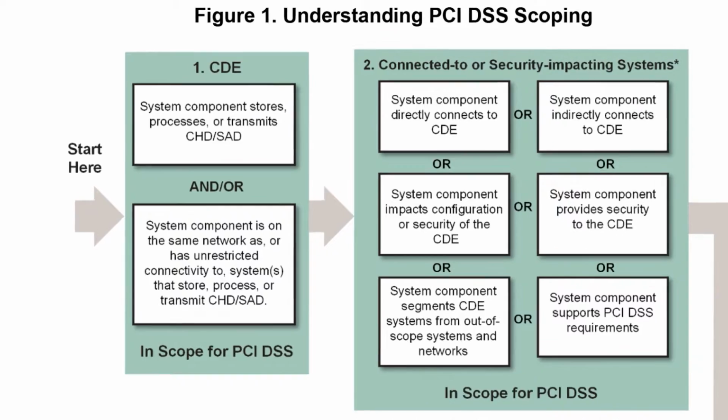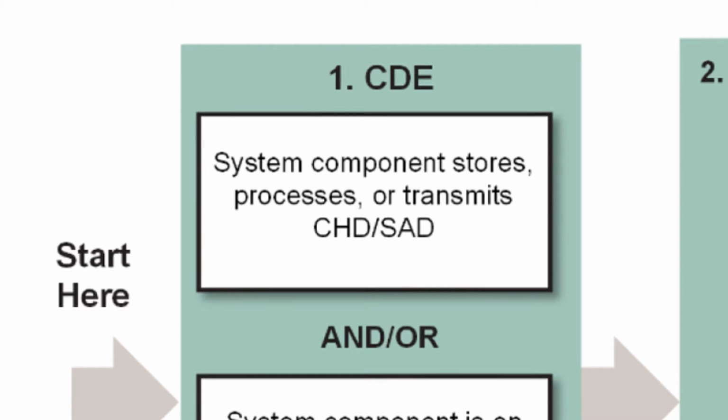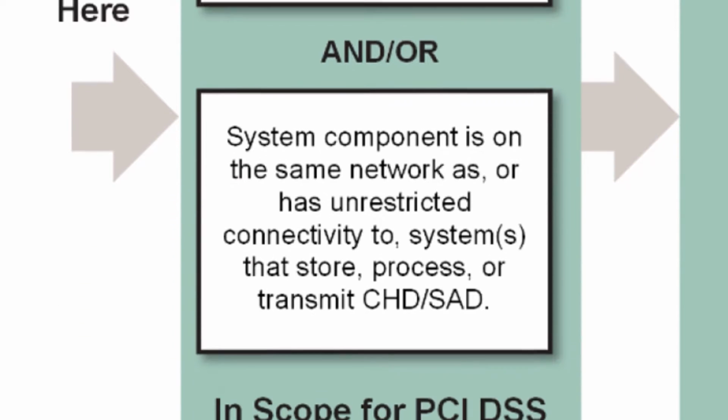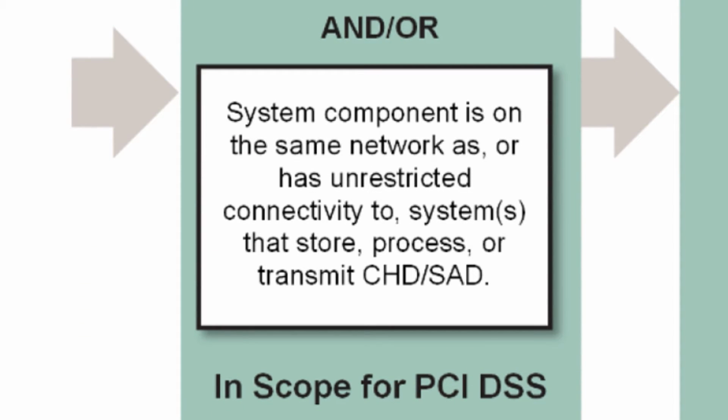The first thing that you need to do to identify the scope of your environment is to identify your systems that store, process, or transmit cardholder data. Very rarely do we have any disputes about whether or not a system that performs one of these functions should be in scope or not. It's a pretty clear-cut answer. The other portion that's in the box is systems that are directly connected to or on the same network segment as a system that stores, processes, or transmits cardholder data.